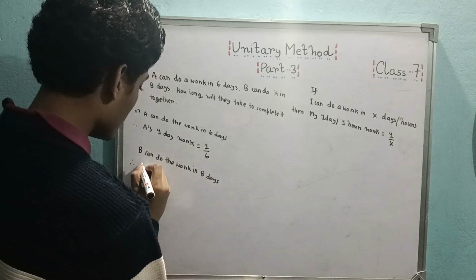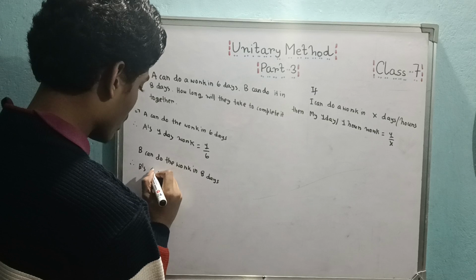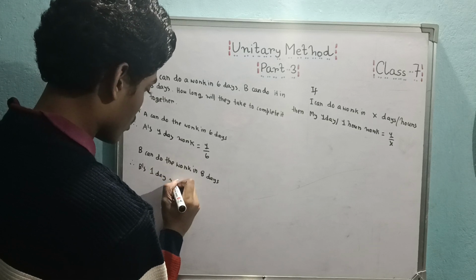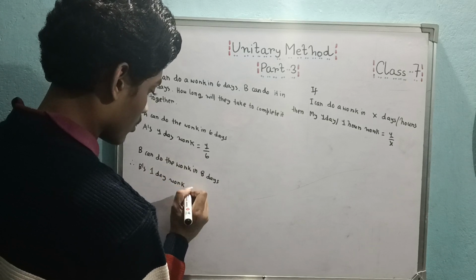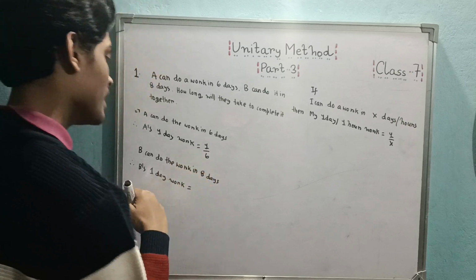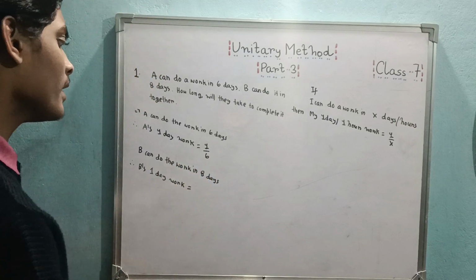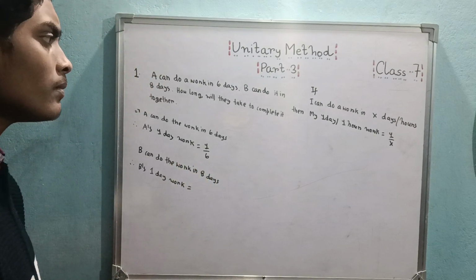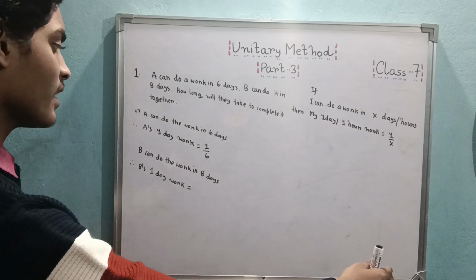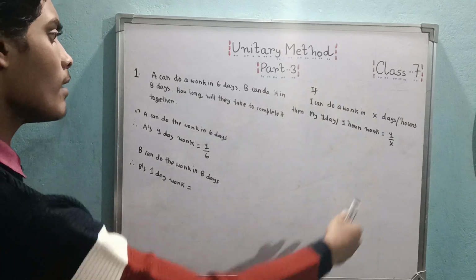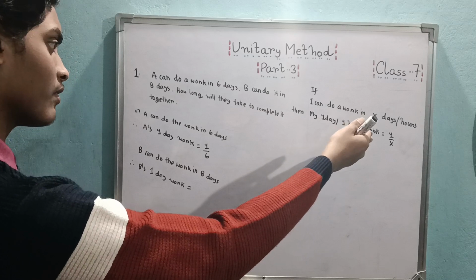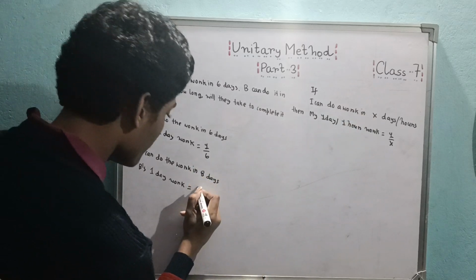Therefore, B's 1 day work equals what? B can do it in 8 days. Then B in 1 day can do how much? 1/8 of the work. If I can do it in x days, then in 1 day I can do 1/x of the work. Already I have mentioned this. So it equals 1/8.